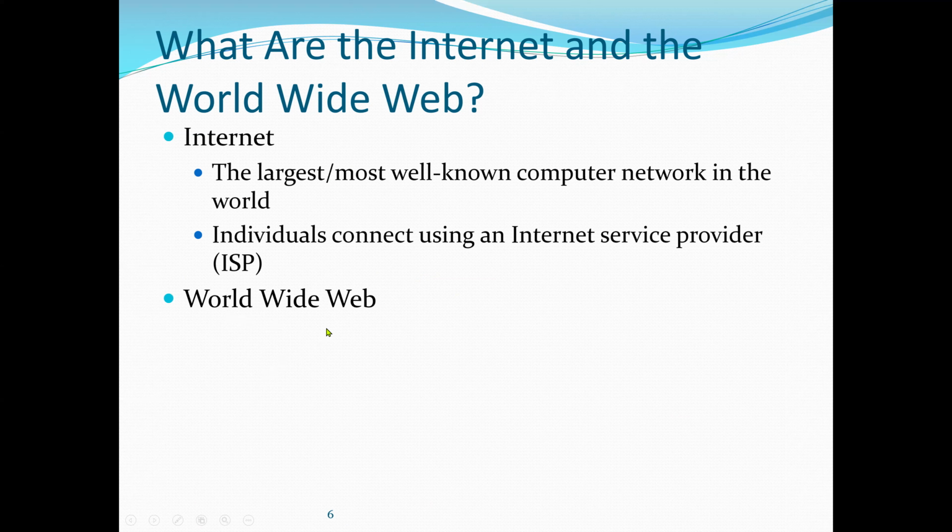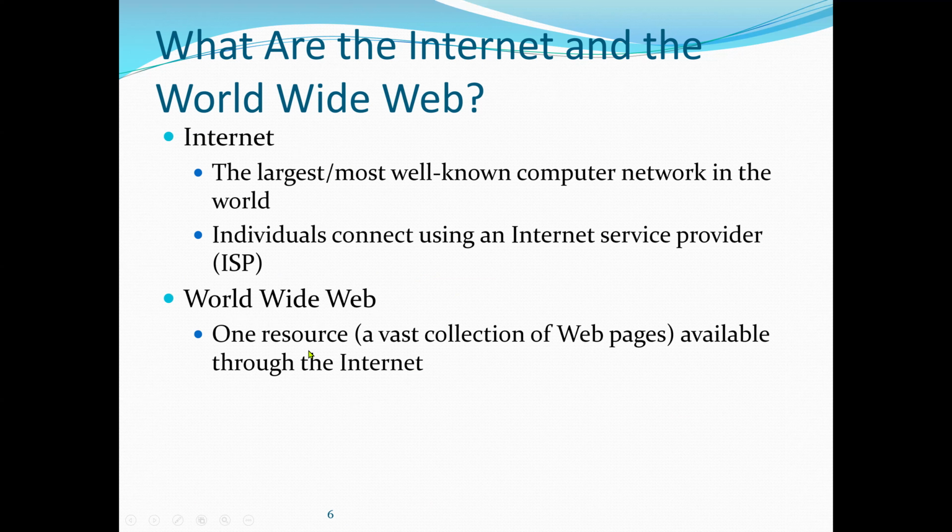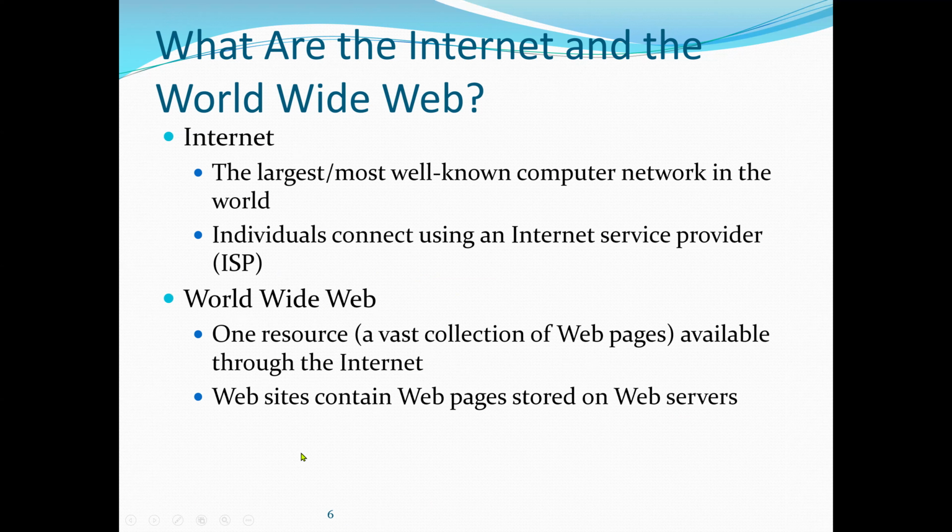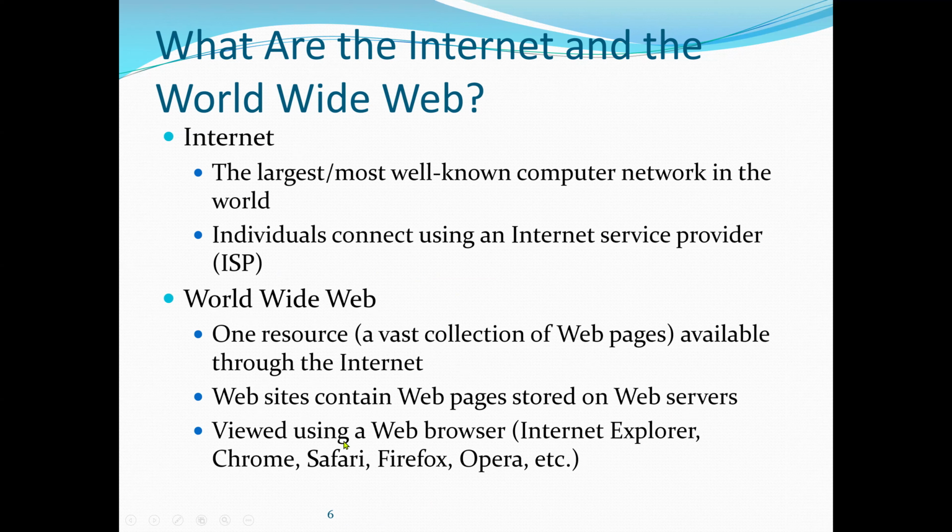Also, we have the World Wide Web. We'll say the World Wide Web is one of the components of the internet. It is a vast collection of web pages available through the internet. A website normally contains web pages stored on a web server and viewed using a web browser. So in order to view a web page, we need a web browser. Examples would be Internet Explorer, Chrome, Safari, Firefox, Opera. These are all web browsers.